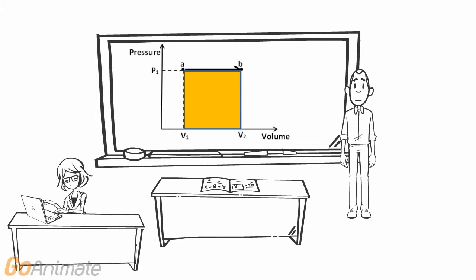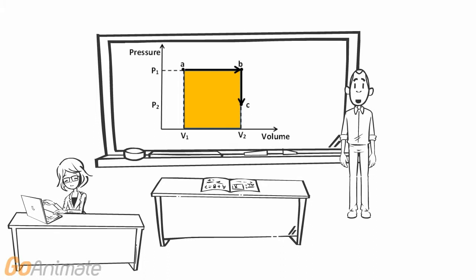Now, let's suppose that the pressure is decreased to P2 at constant volume, an isochoric process. It will look like this. This process does no work, however, the temperature and internal energy of the system decrease as we move from state B to state C.